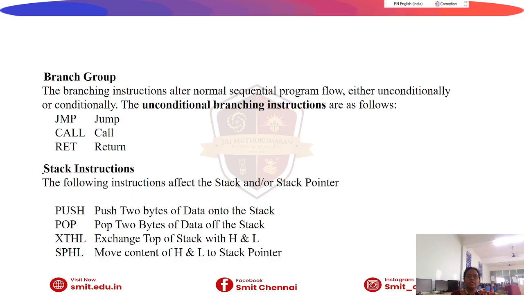Next, branch group. Branching instructions alter normal sequential program flow, either unconditionally or conditionally. The unconditional branching instructions are as follows: JMP, CALL, and RET. Similarly, the stack instructions. These instructions affect the stack or stack pointer. PUSH, POP, XTHL, that is exchanging top of the stack with HL, that is a register pair, and XCHG, that is nothing but exchange HL with DE. These are the instructions that are used to perform stack operations, which affect the data.